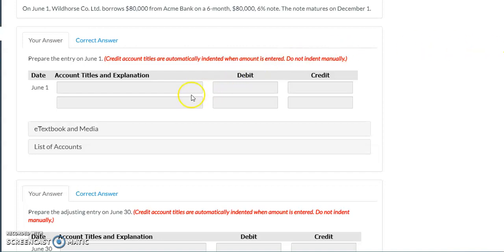So the first thing we're going to start off with is the journal entry for the transaction, which will include a debit to cash, because anytime we issue a note, we're going to have cash received. And we're going to credit notes payable. And the dollar amount that we're going to debit and credit will be the full amount of the note, which will be $80,000 in both your debit and credit columns.